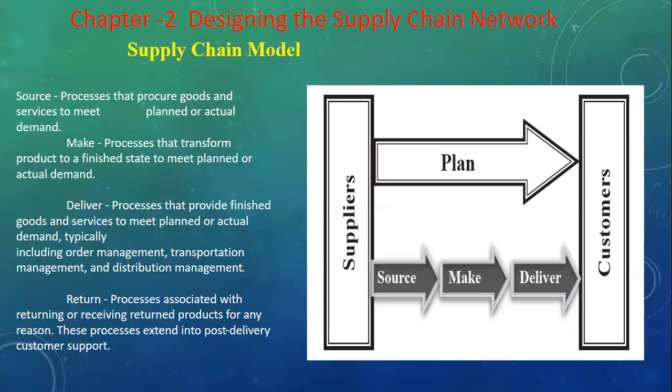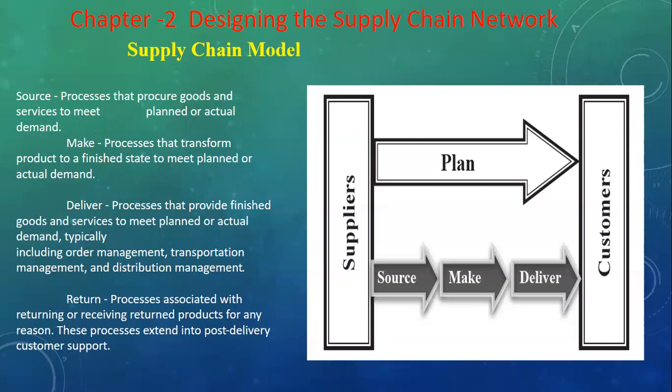Now delivery: after the finished goods are received, the goods need to be delivered as per the order. It is the process of providing finished goods and services to meet planned and actual demand, including order management, transportation management, and distribution management. So in the delivery process, you need to manage the order, arrange the transportation, and then distribute it through the distributor.